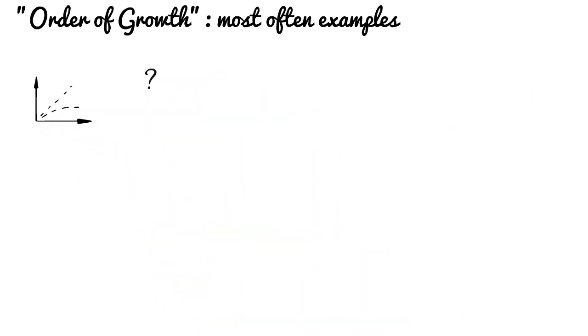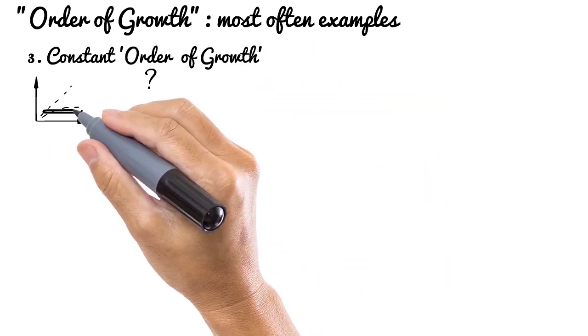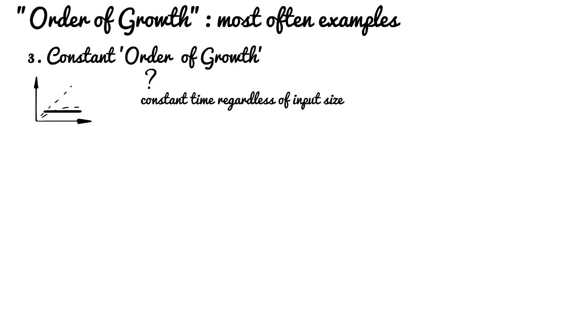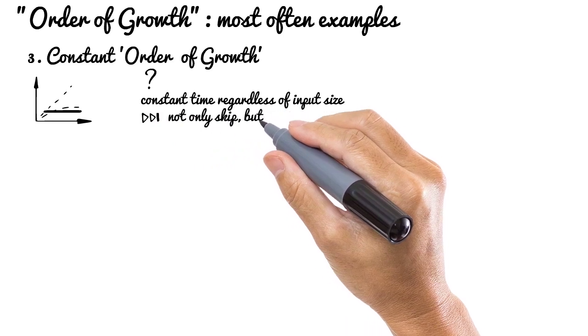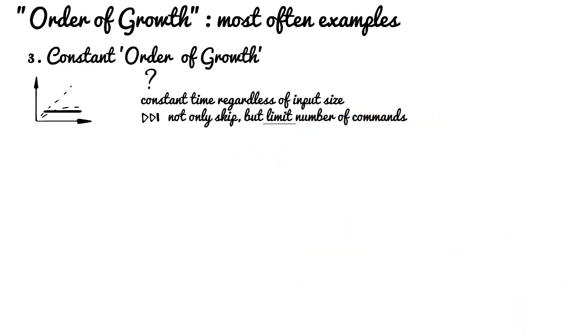Can we do even better? Theoretically, there are constant order of growth algorithms, when algorithms take constant time regardless of input size. But these are very rare cases. Don't expect lots of tasks which could have constant order of growth algorithms. But anyway, how is it possible? You not only need to skip input data a certain way, but literally limit number of commands to be executed every time algorithm works. Kind of the same amount of commands regardless of input data size.